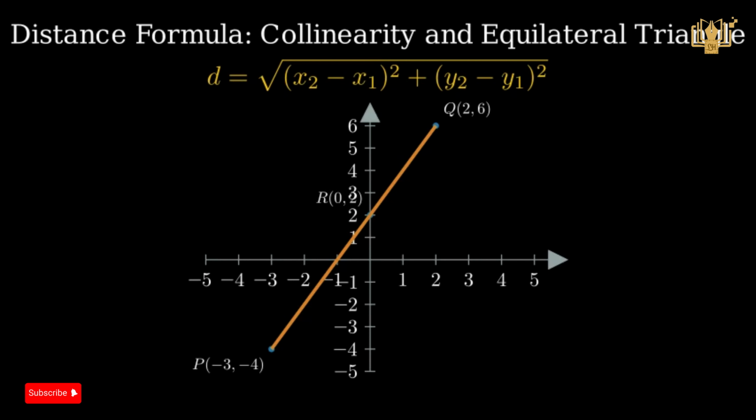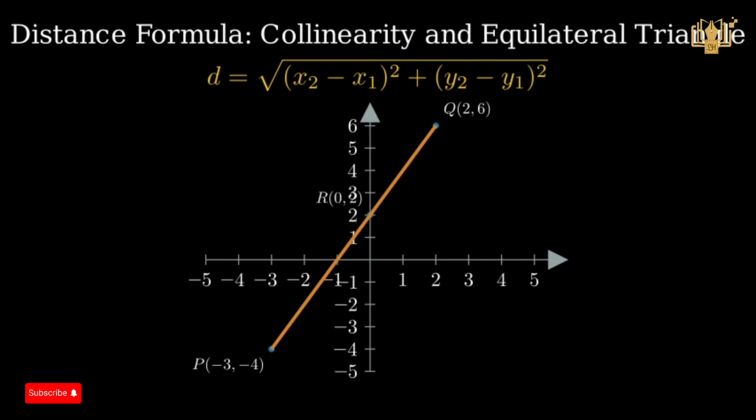Problem 1. Show that the points P with coordinates (-3, -4), Q with coordinates (2, 6), and R with coordinates (0, 2) are collinear. We'll verify by distances, and the idea that on a straight line, the longest distance equals the sum of the other two. Let's plot the points and connect them.